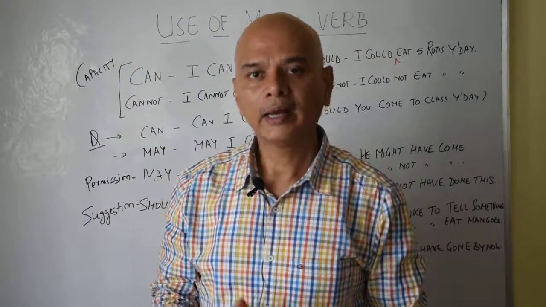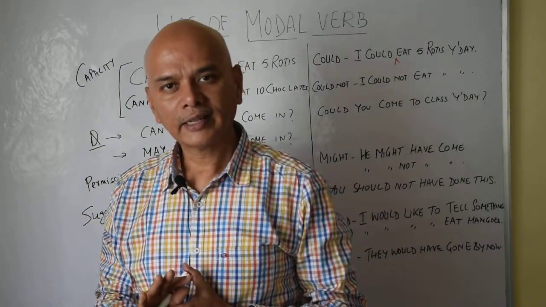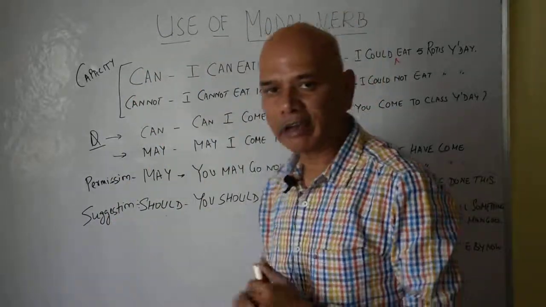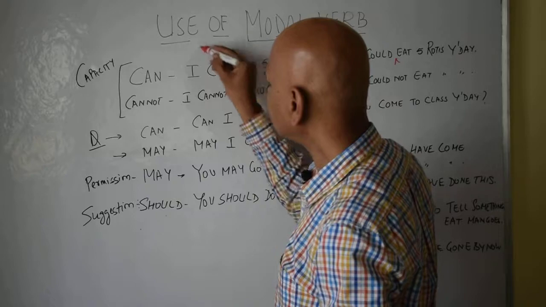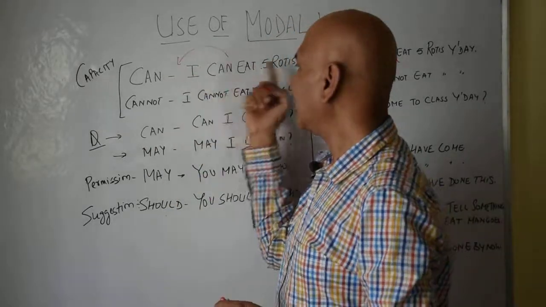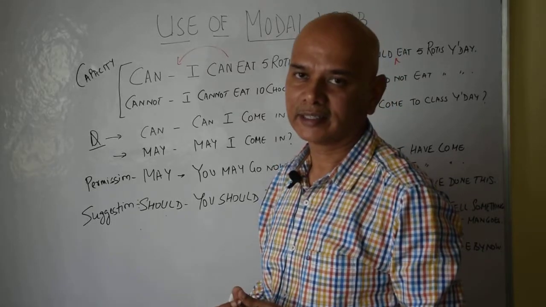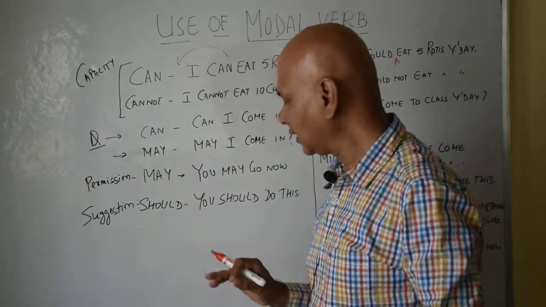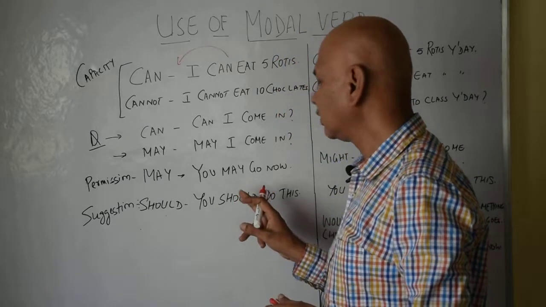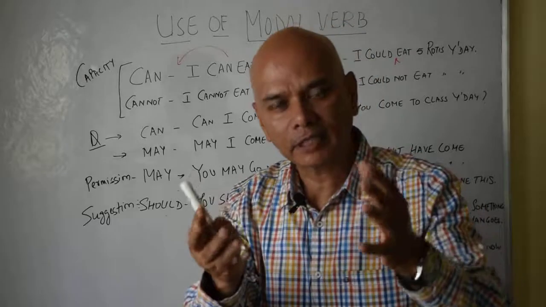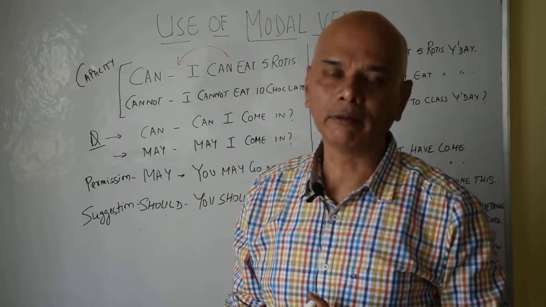We should use the modal verb carefully. And you can ask questions also. Can I eat 5 rotis? Just take out can. Then the answer is I can eat or I cannot eat. That way you can ask, may I come in? As a question we have seen this. You should do this. Should you do this? You can ask questions that way also. So these are the ways to make questions and answers using modal verbs.